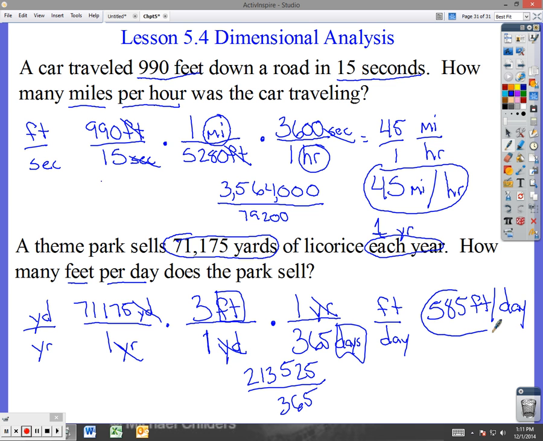Think about that for a little bit. 585 feet per day.